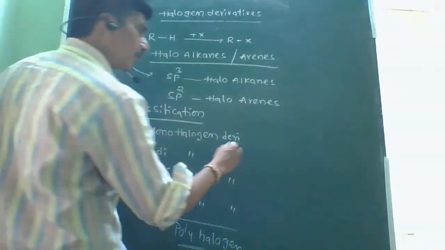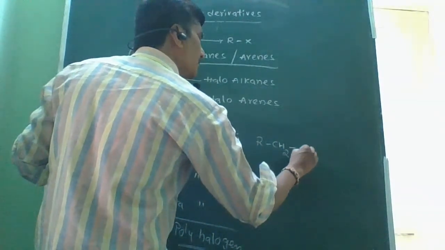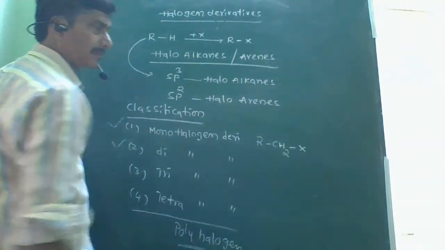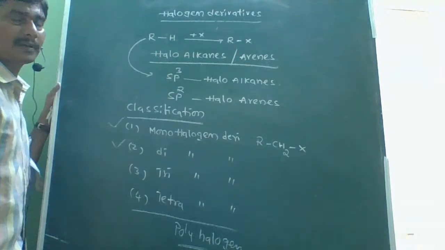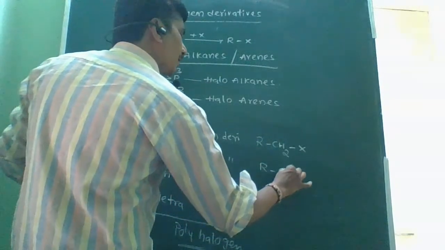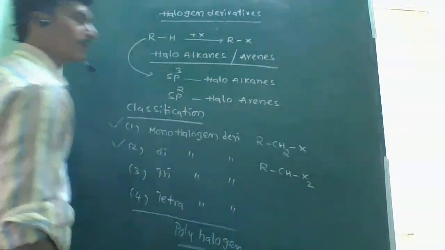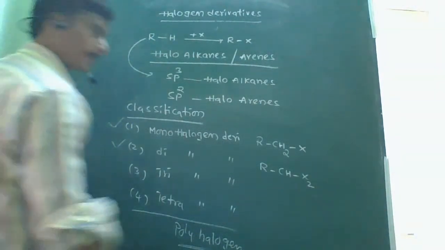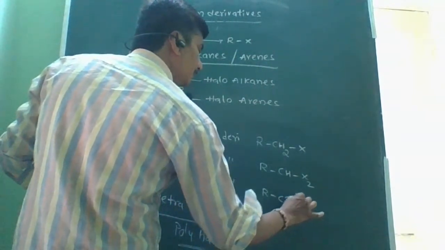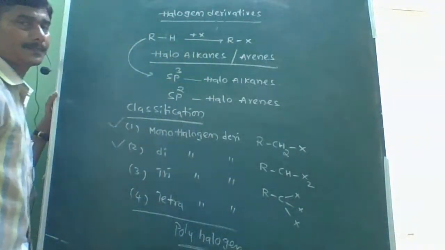The general formula of monohalogen derivatives is RCH2X, because only one hydrogen is replaced by halogen. If it is 2, dihalides. If it is 3, trihalides.